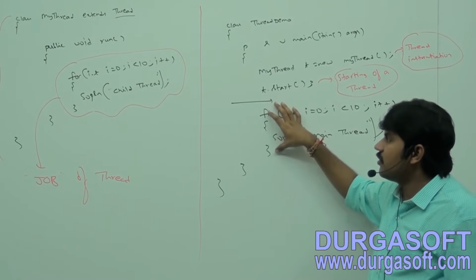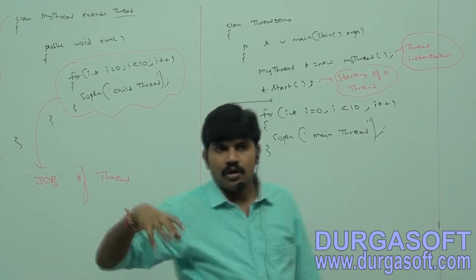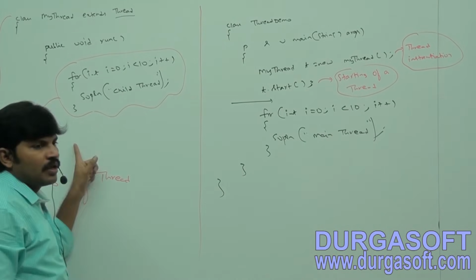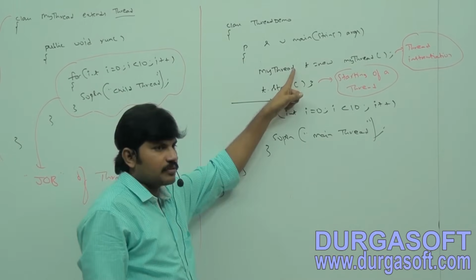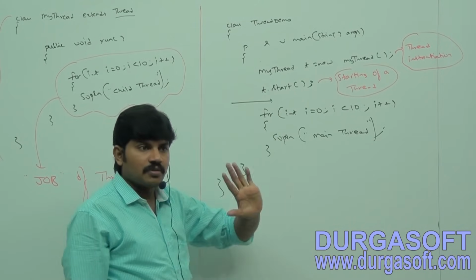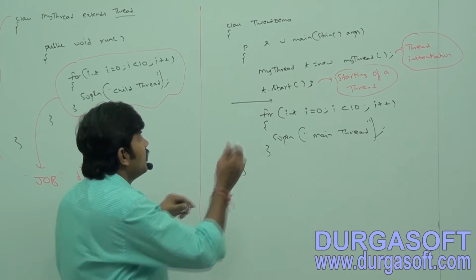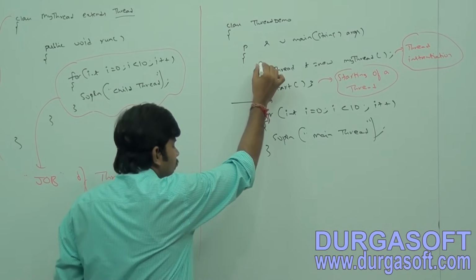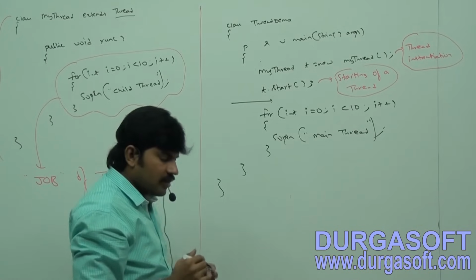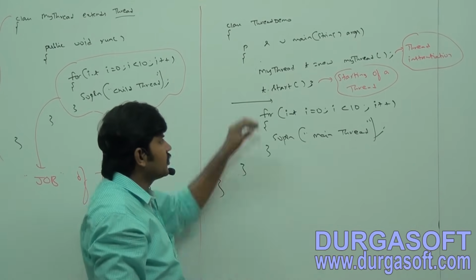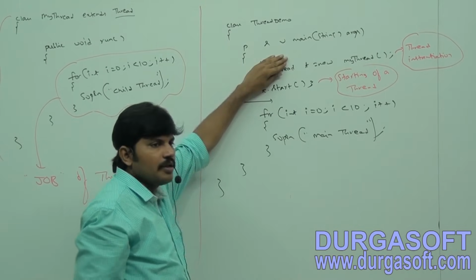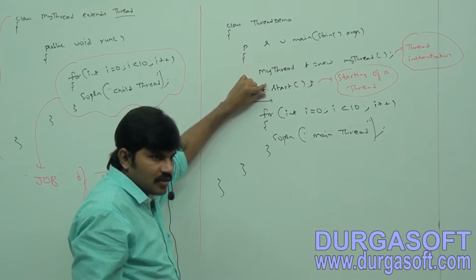So how can you define a thread? How can you create a thread object? How can you start a thread? Observe the terminology, these words are very important. Here how many threads are there? One thread. What is that one? Main thread. The main thread creates a child thread object. The main thread starts the child thread.